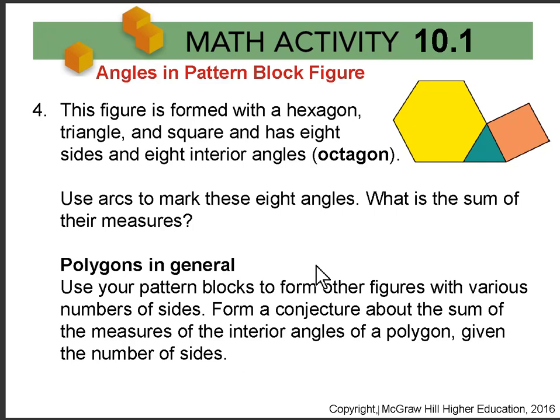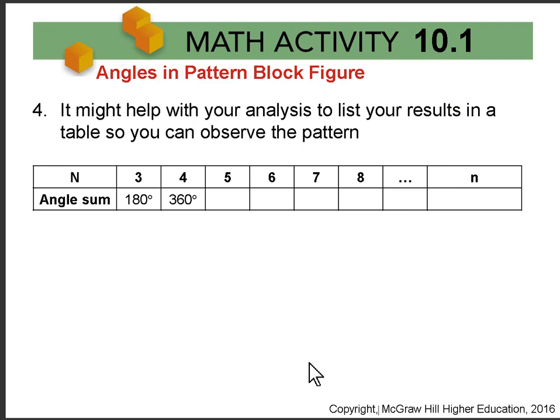Once you've done this, we're going to think about polygons in general. So use your pattern blocks and form polygons with other numbers of sides, and see if you can determine a conjecture about the sum of the measures if all you know is the number of sides. You might find this analysis helpful if you make a table. So you can see here that n is the number of sides of the polygon, and I have angle sum. So for a triangle, the angle sum is 180 degrees.